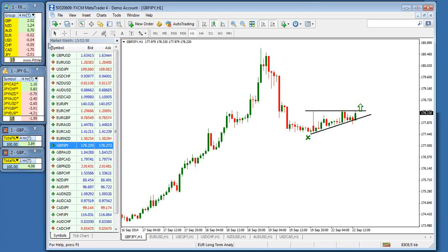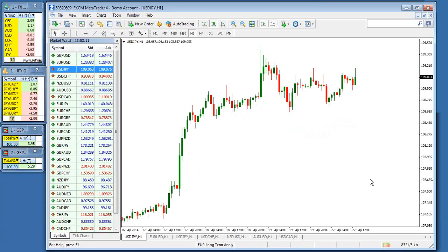Just for giggles, let me also pull up dollar yen, because that's another weak one. Euro yen I'm not a big fan of going long on, but let me pull up dollar yen.